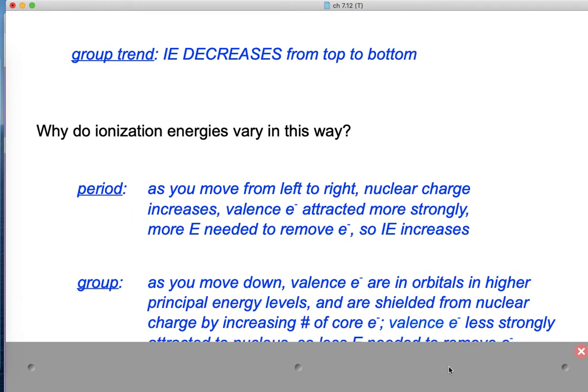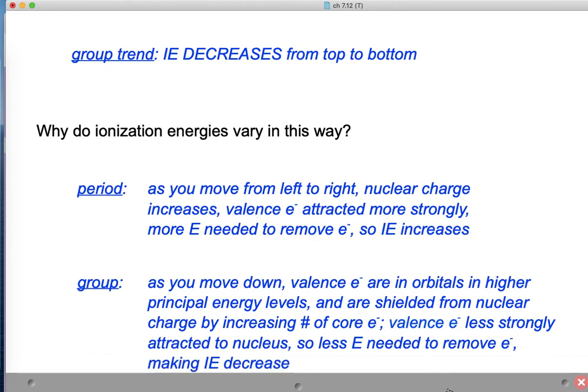The group trend, again, as you move down the group from top to bottom, the valence electrons are in orbitals that are at higher principal energy levels and are shielded from the nuclear charge by an increasing number of core electrons. The concept of shielding is very, very important. Okay, so those core electrons basically partially neutralize the positive charge of the nucleus so that the outermost electron is less strongly attracted to the nucleus. Therefore, less energy is needed to remove the electron, making the ionization energies decrease.